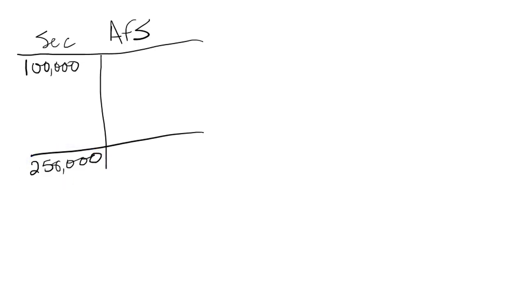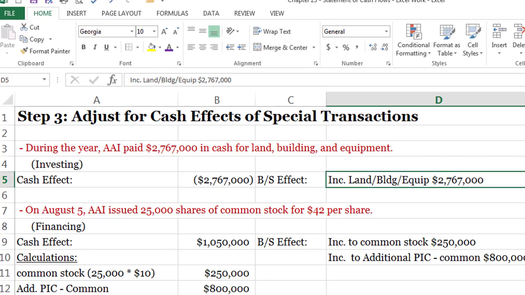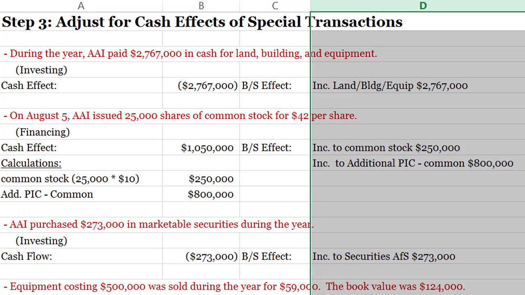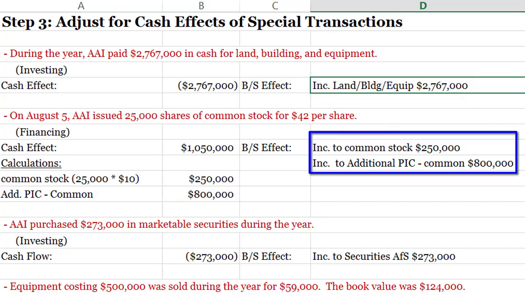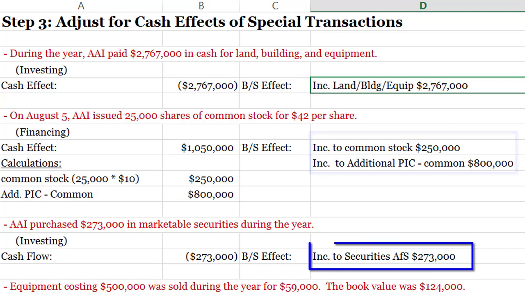So let's go back to our step 3 calculations and see if we can find anything that we've already done that affects this available for sale security account. And hopefully it's rung a couple bells because we have done some things I remember that affected this account. So let's go see if we can find them. All of the balance sheet effects are in this column. This is why I was so careful with this, so it'd be easy to find later on. Land building equipment, no. Common stock, no. Additional paid in capital, no. There's one. Increase to securities available for sale, 273.